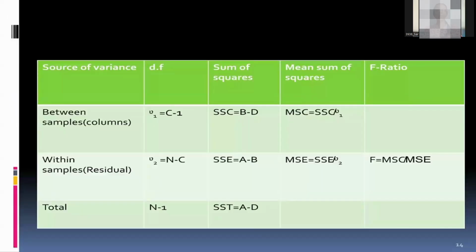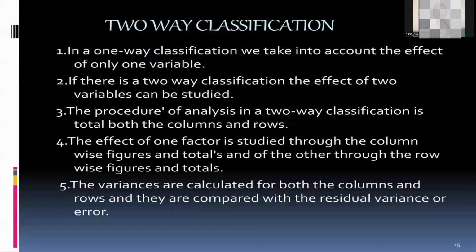We can see from the table, this is the ANOVA table for one-way classification. The source of variance includes between the samples, that is the columns, within samples, that is residual, and the total. The sum of squares are SSC, SSE, SST. The mean sum of squares are MSC and MSE. The ratio will be F is equal to MSC divided by MSE.